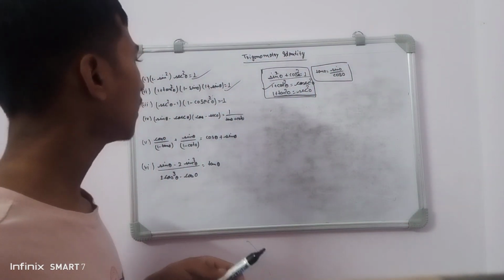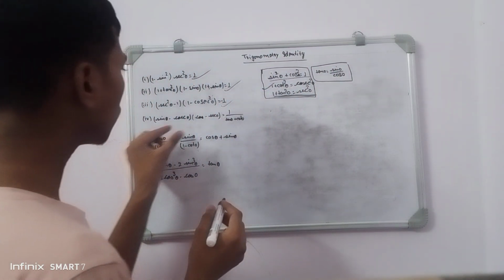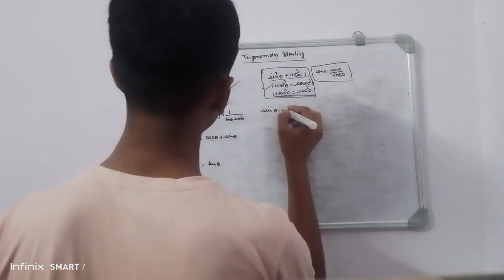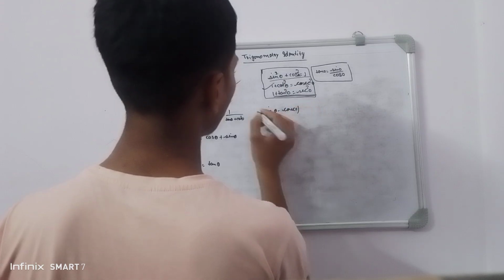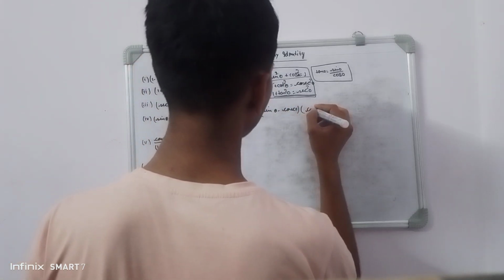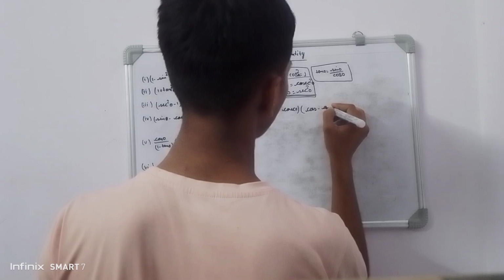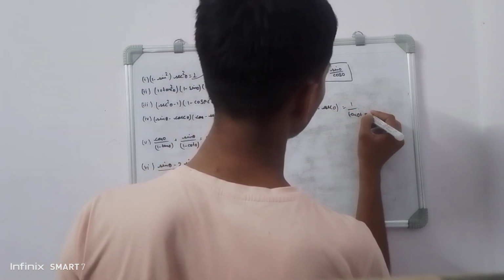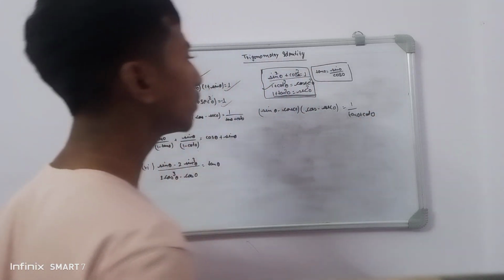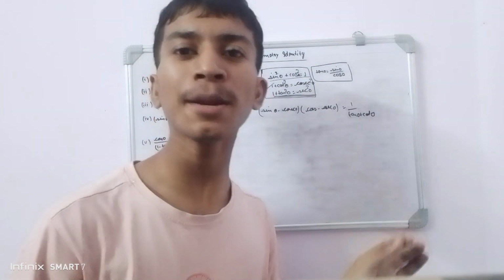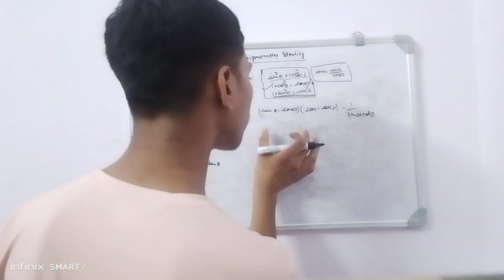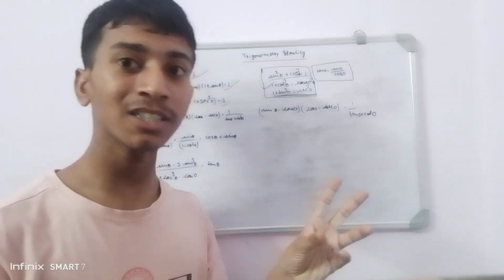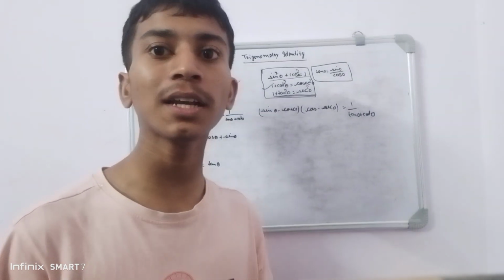As we have done the 3 questions, now go over the 4th question, which is sin theta minus cosec theta multiplied by cos theta minus sec theta, which is equal to 1 upon tan theta plus cot theta. This is what you have to prove. As I said, in 99% of the questions, you have to go from the LHS and prove the RHS.